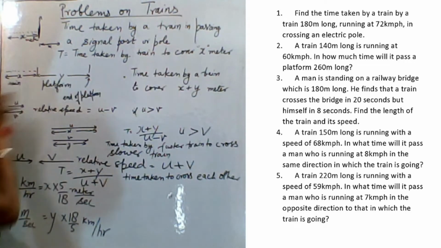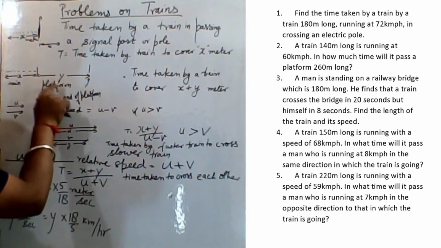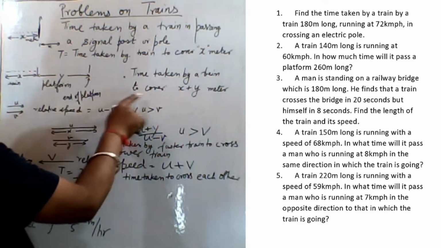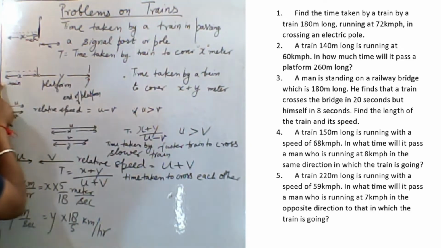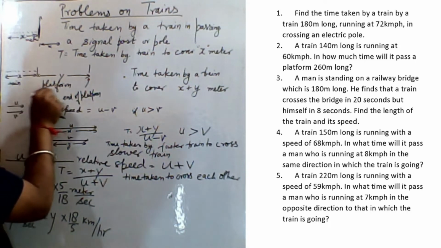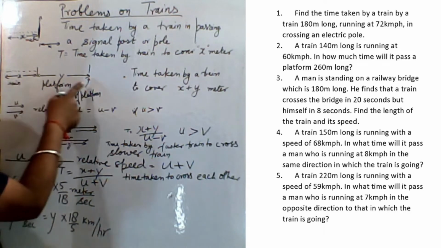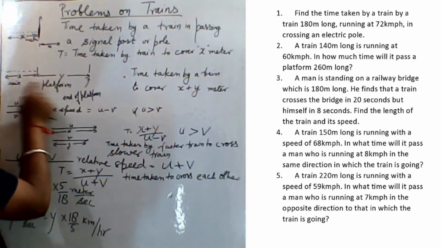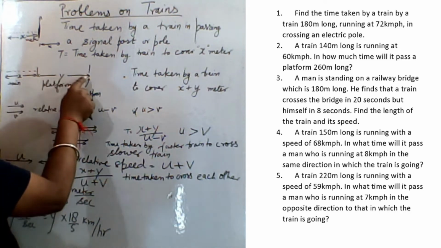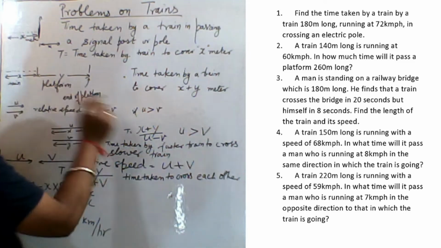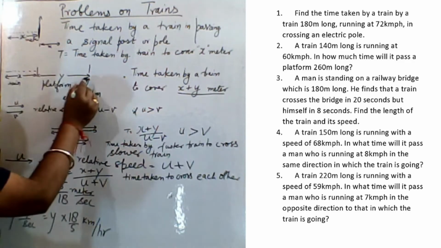Now the length of the train is X meter and the platform length is Y meter. The time taken by a train to cover X plus Y meter. So from here it will come here. Until the end of the train comes here, it will cover a distance of X plus Y meter to cross this pole, and this is the end of the platform.